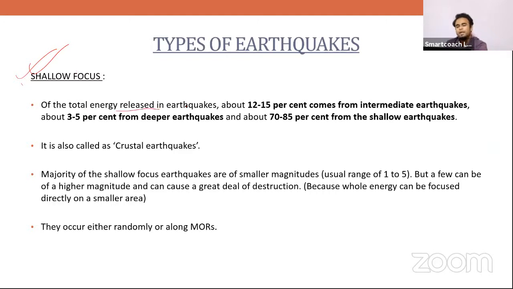Of the total energy which is released in earthquakes, about 12 to 15% comes from intermediate earthquakes, about 3 to 5% comes from deeper earthquakes, but around 70 to 80% of it is from shallow earthquakes. Understood this? So most of the energy which is released on the surface of the earth, which is nothing but earthquakes, is because of shallow focus, since it constitutes around 70 to 80% of the total energy being released on the earth, right?